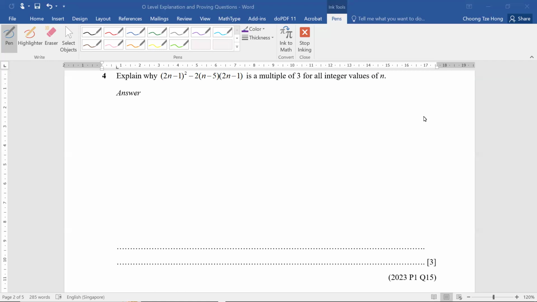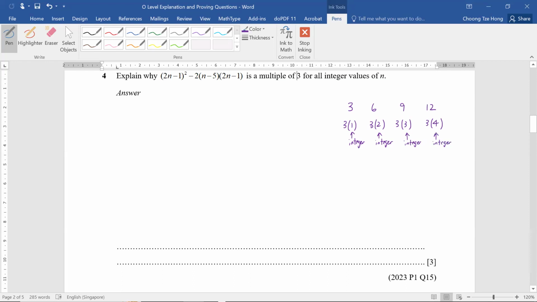Before we start the question, let's try to understand more. What does it mean for a number to be a multiple of 3? The multiples of 3 are 3, 6, 9, and 12. We can express 3 as 3 times 1, 6 as 3 times 2, 9 as 3 times 3, and 12 as 3 times 4. So a multiple of 3 is 3 multiplied by an integer. 1 is an integer, 2 is an integer, 3 is an integer, and 4 is an integer.